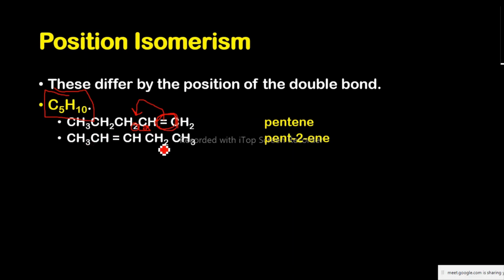From here it is the same thing. If I shift it from here and put it here, which is what I've done, it is pent-2-ene. Is that okay? Yes. So that one is a different thing. These two are totally different. Or I can decide to put this double bond from here and put it here. It is still the same thing, this is pent-2-ene. So those are the position isomers that we have.